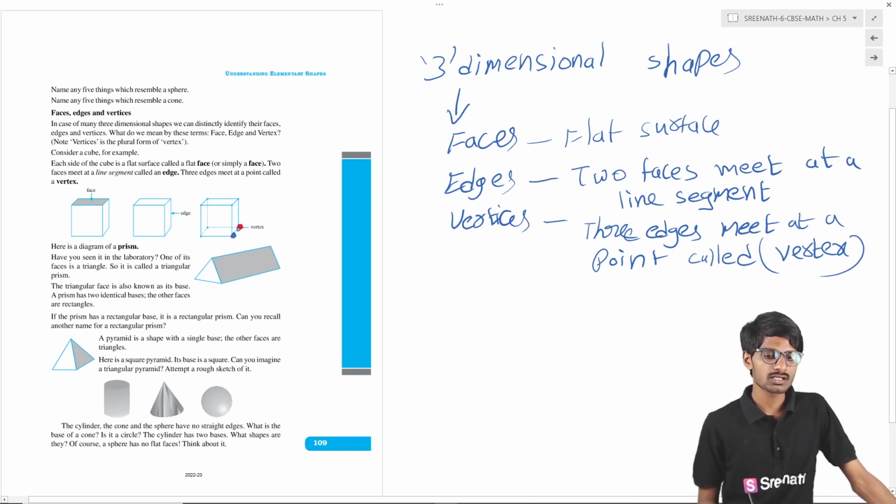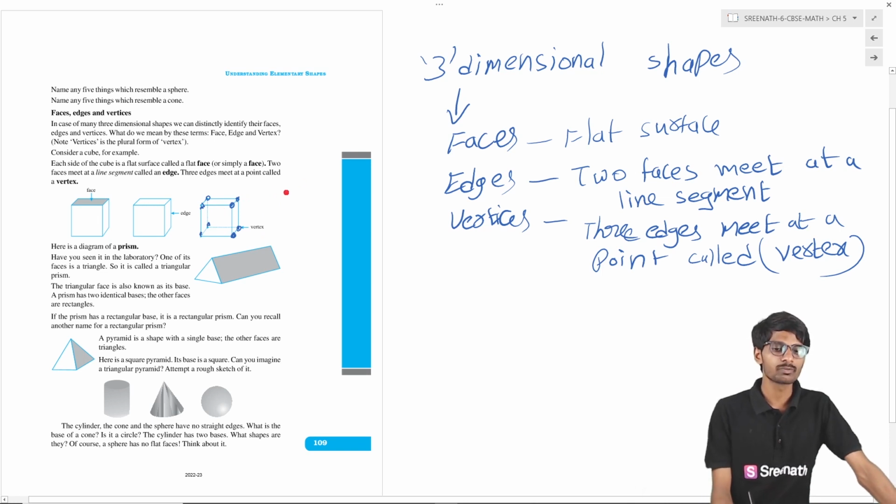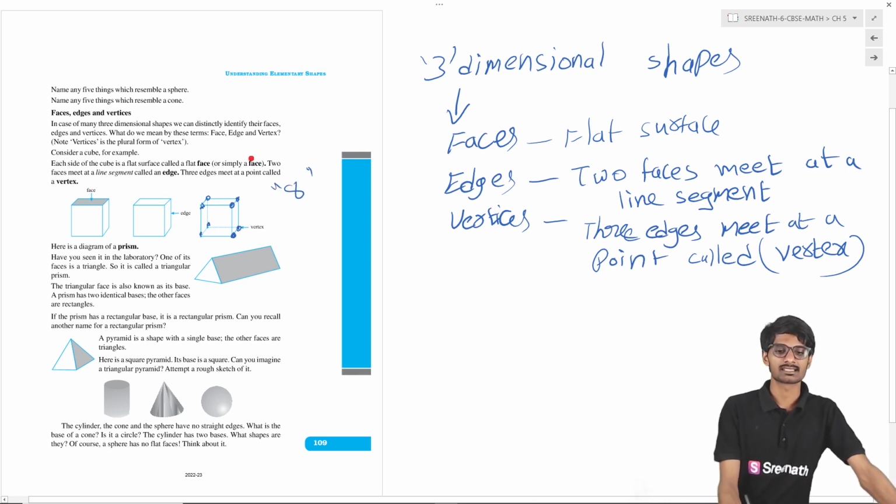So this point is also another vertex. This is also a vertex. This is also a vertex. This is also a vertex. So for a cube, there will be 8 vertices. The plural form of vertex is vertices. Vertex is the singular form.